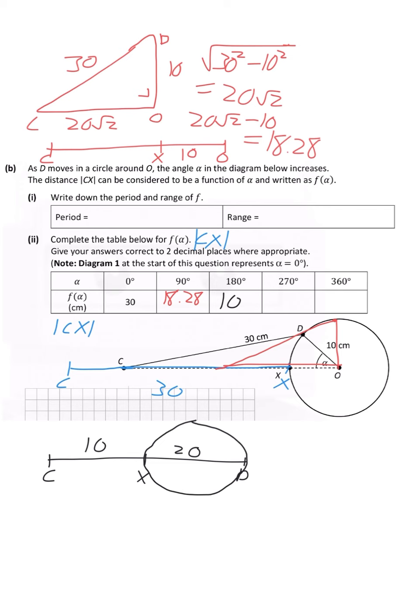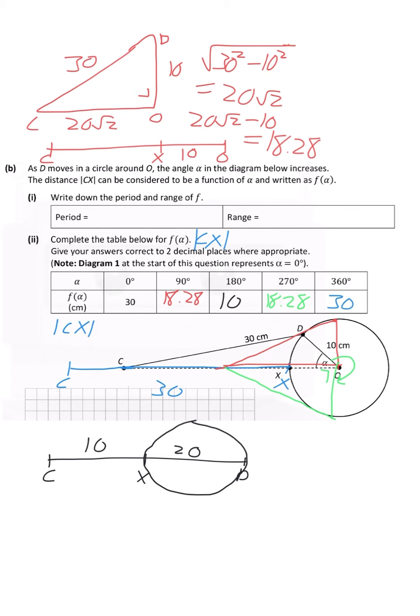Now for 270 degrees, which will look like this in green, so 270 going all the way here. Now I can see that this triangle in green is the exact same as the one in red, so it's just pointing down rather than pointing up. So that means that my value for CX is going to be the exact same. So my value for CX in this one is going to be 18.28 again. And then finally then 360 degrees. So that's going to be a full rotation, so back to the start. So the exact same as 0. So that's going to be 30 centimeters.